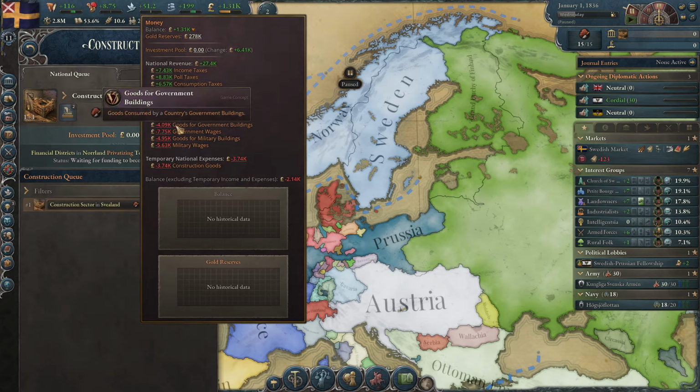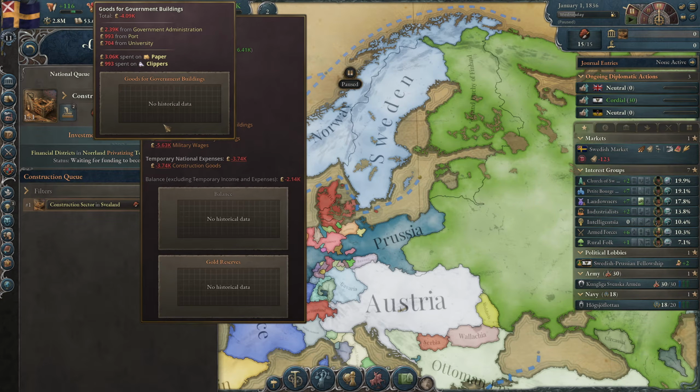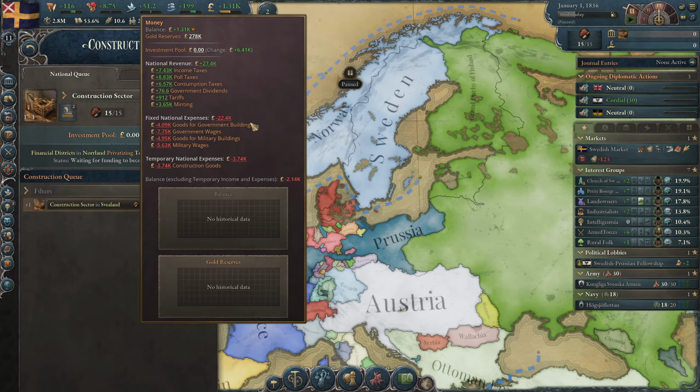And then we are expending it for the goods for government buildings. Remember, universities, the government buildings, we need to pay them. The goods. And we are spending a lot of paper and a little bit on clippers, because the ports and the universities and the government buildings are owned by us. So we have to pay for the paper that they need to use for the government buildings.